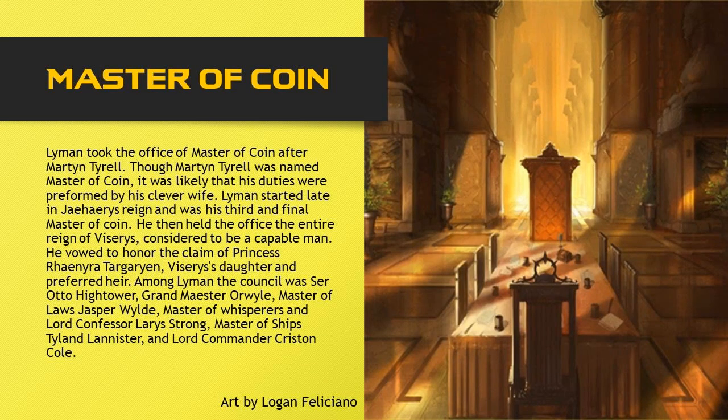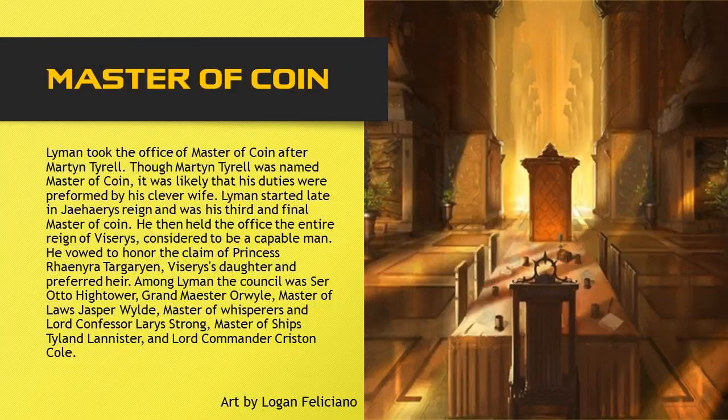Master of Coin. Lyman took office as Master of Coin after Martin Tyrell. Though Martin was named Master of Coin, it was likely that his duties were performed by his clever wife. Because, Tyrell man dumb. Tyrell man married good wife. Good wife do things. I think that's the stereotype that Martin Tyrell is going with. I'm also pretty dumb, and my wife is very clever. So maybe I'm Tyrell. Lyman started late in Jaehaerys' reign and was his third and final Master of Coin.